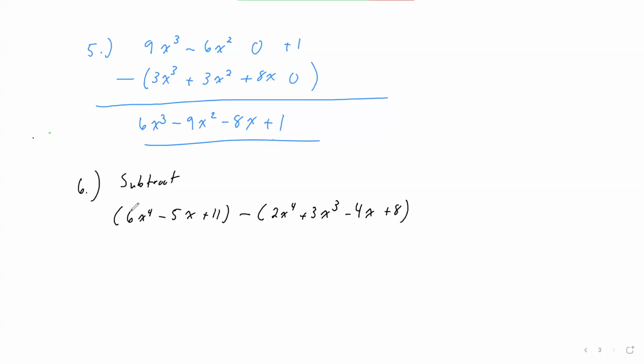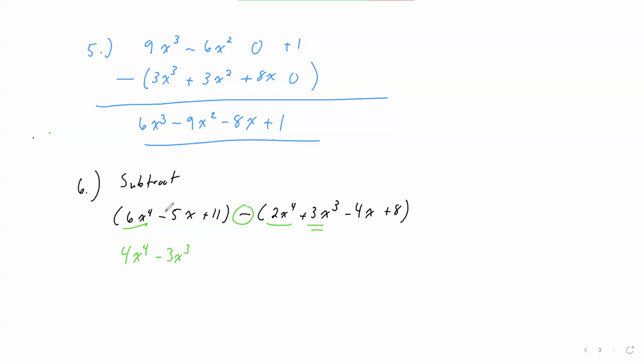All right. So we'll start off with the x to the fourth. So what is 6 minus 2? Very good. There is no x cubed over here, but I have one single x cubed over here. So what would it be? There it is, because there's none over here. So it'd be like 0 minus 3 would give me negative 3x cubed.